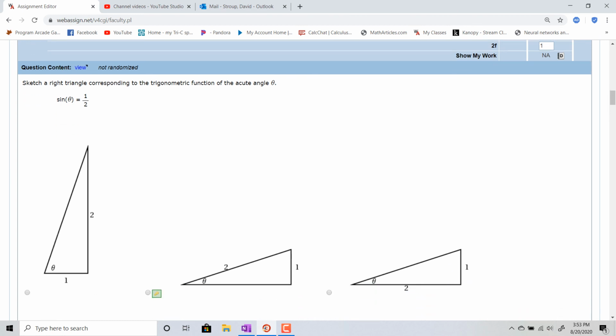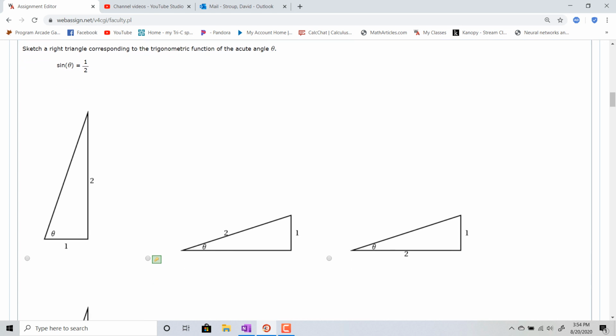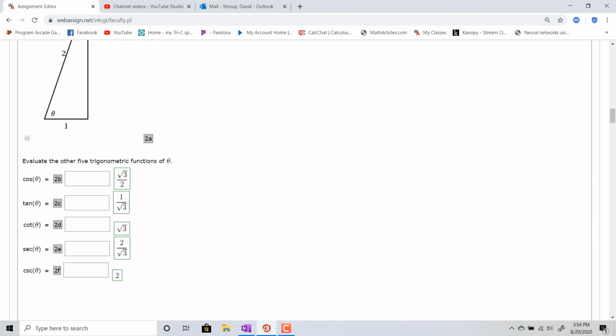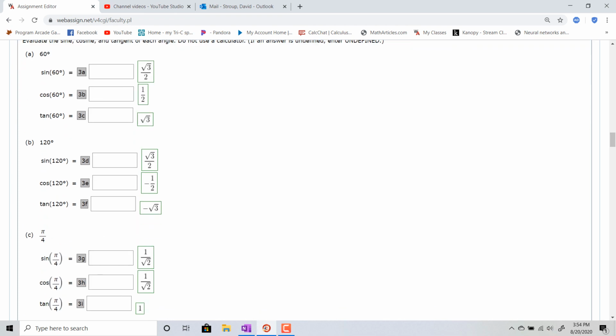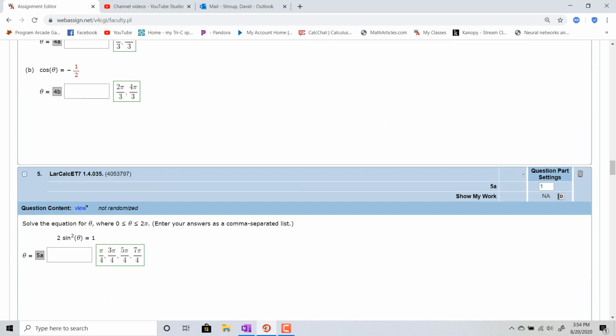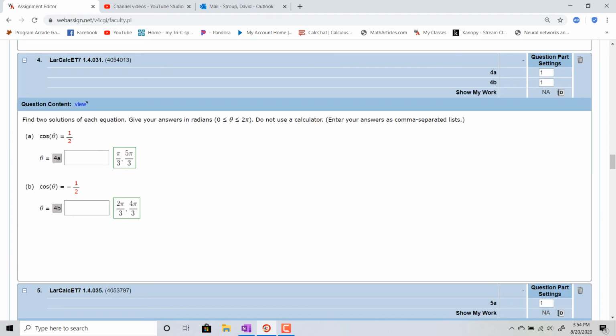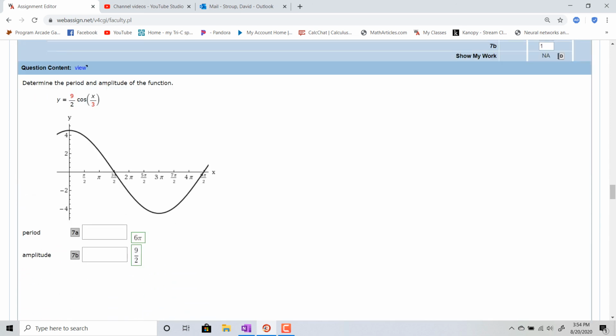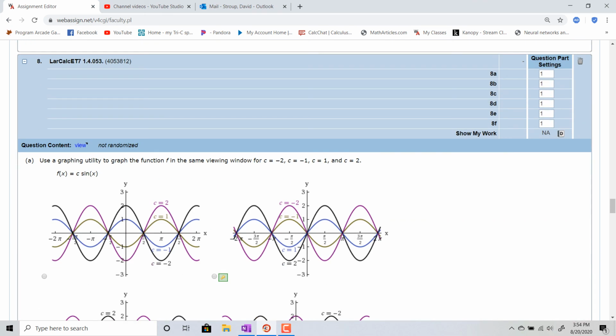Sine of theta is 1/2. So if sine of theta is the ratio of sides of a right triangle, the opposite side should be 1, the hypotenuse should be 2. So that would be this guy here that I just sort of borrowed. And then evaluate all of them. So you're going to have to solve for the third side, and then these are all just kind of trig problems. These are in the interval, so they're not asking for infinite solutions, just want the interval. That's one that we did. That's one that we did.